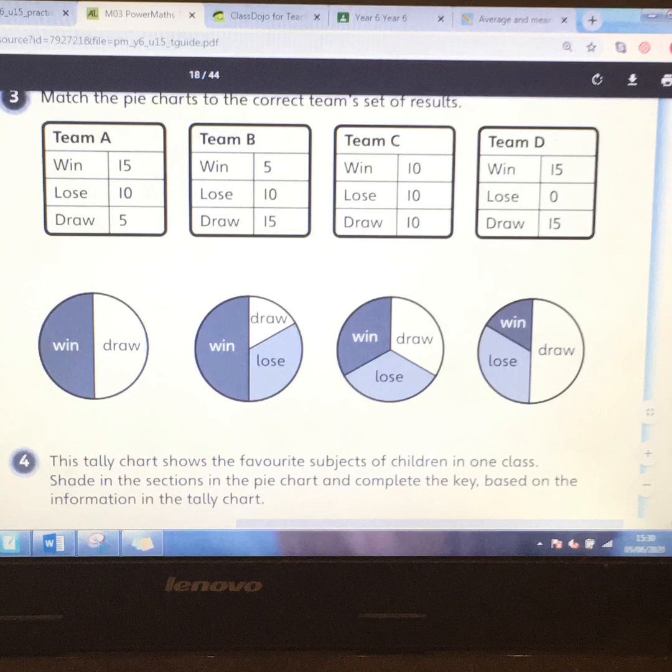Team C then, they won 10, lost 10, drew 10. So for this one then, I'm looking for a pie chart that's got equal parts because they are all equal. So that one's the one straight underneath, which means Team D should match up with the first pie chart. So let's check it. They won 15 and they drew 15 and they didn't lose any. Wow, that's a good team. So they should have no section that shows losses, and it should be half win and half draw, which is exactly what the first pie chart shows us.